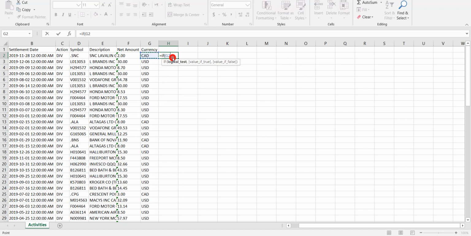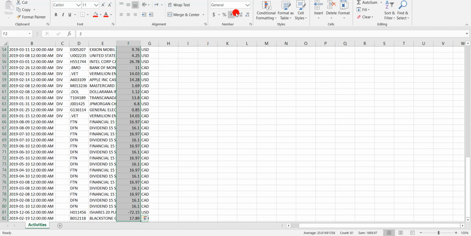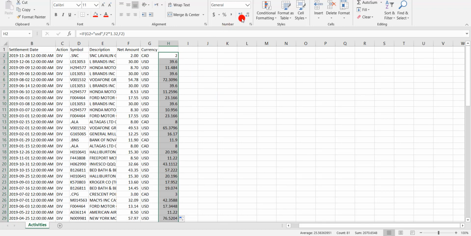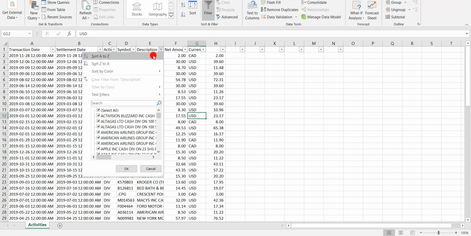So if this equals USD, then multiply it by 1.32. If not, just leave this as is. Actually, it's F2 that needs to be multiplied, not G2. And this has to be converted to numbers or else it won't read it. Convert to number, and then I'll just put it in accounting format so it looks better. And then extend the formula. I'm going to sort the description in alphabetical order.